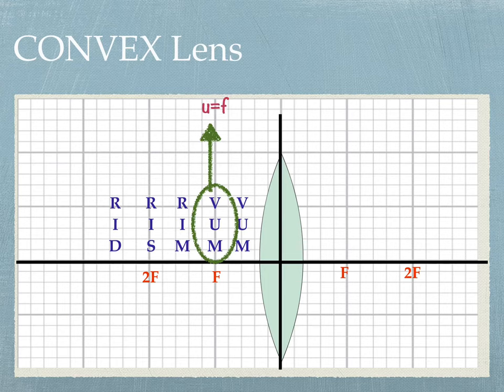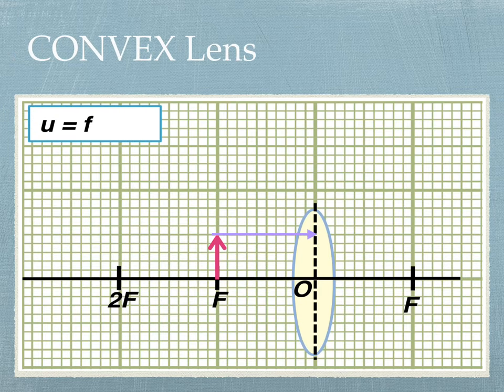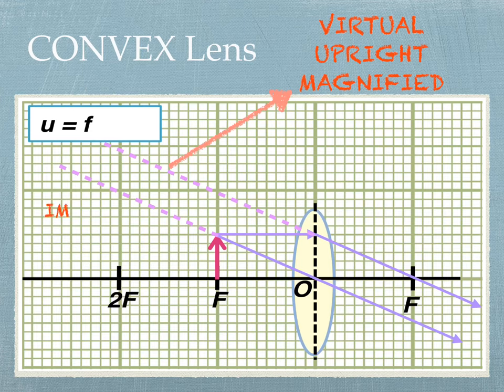Okay, and how about the image produced when the object is equal to F? Yeah, VUM stands for virtual, upright, and magnified. The image will be produced at infinity. The position of the image you will see at the same position as the object. Must remember, when U equals F, the image is at infinity. VUM.